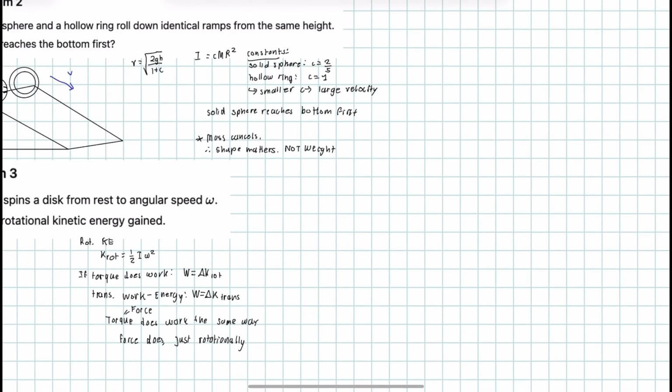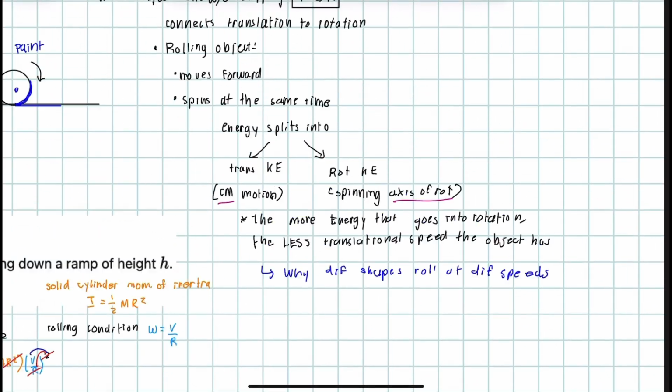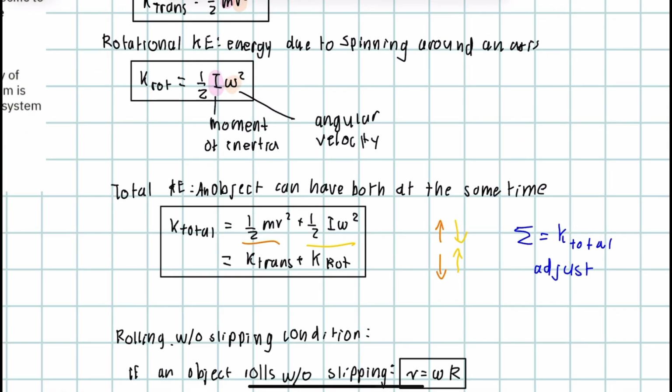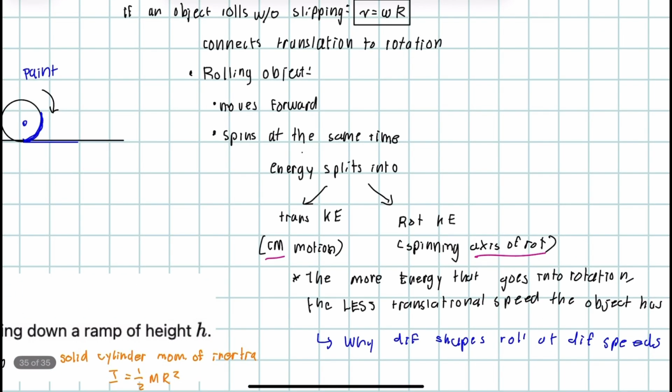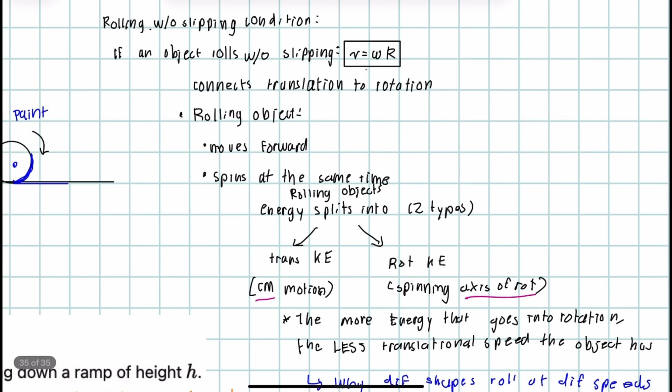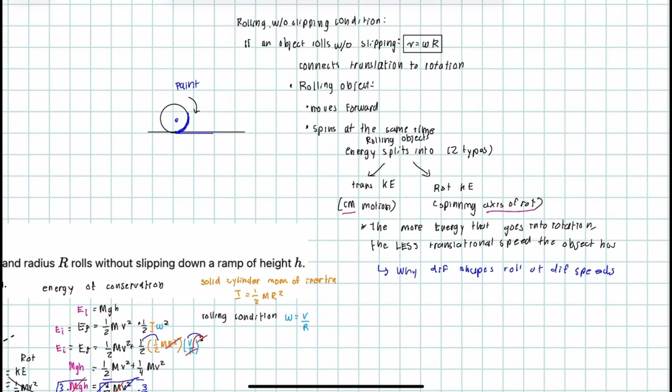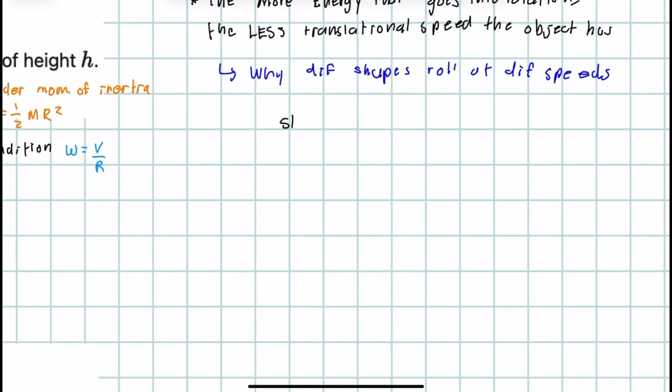Something that you have to remember, seriously, is that rotational kinetic energy is equal to 1/2 moment of inertia times angular velocity squared. Also remember, rolling objects have both translational kinetic energy and rotational kinetic energy. And you use v is equal to angular velocity times radius to connect them. Remember that shape matters more than mass, which cancels out.